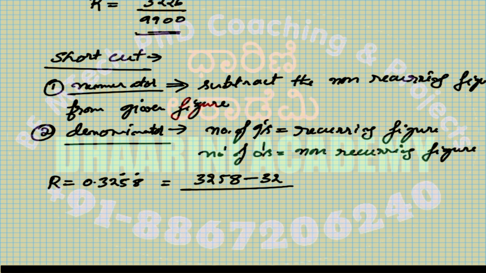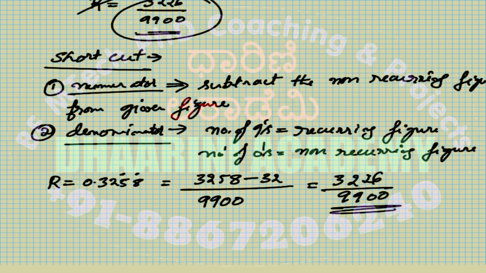Divide by, in the denominator, first write the number of nines equal to the recurring figure. What is the recurring figure? 58, which has 2 digits. So the number of nines equals 2, so this is 99. And the number of zeros should equal the non-recurring figure. Non-recurring is 32, again 2 digits, so 2 zeros. Simplify this, and it comes to 3226 divided by 9900. You can verify, the same thing you got. Easiest way to do this.